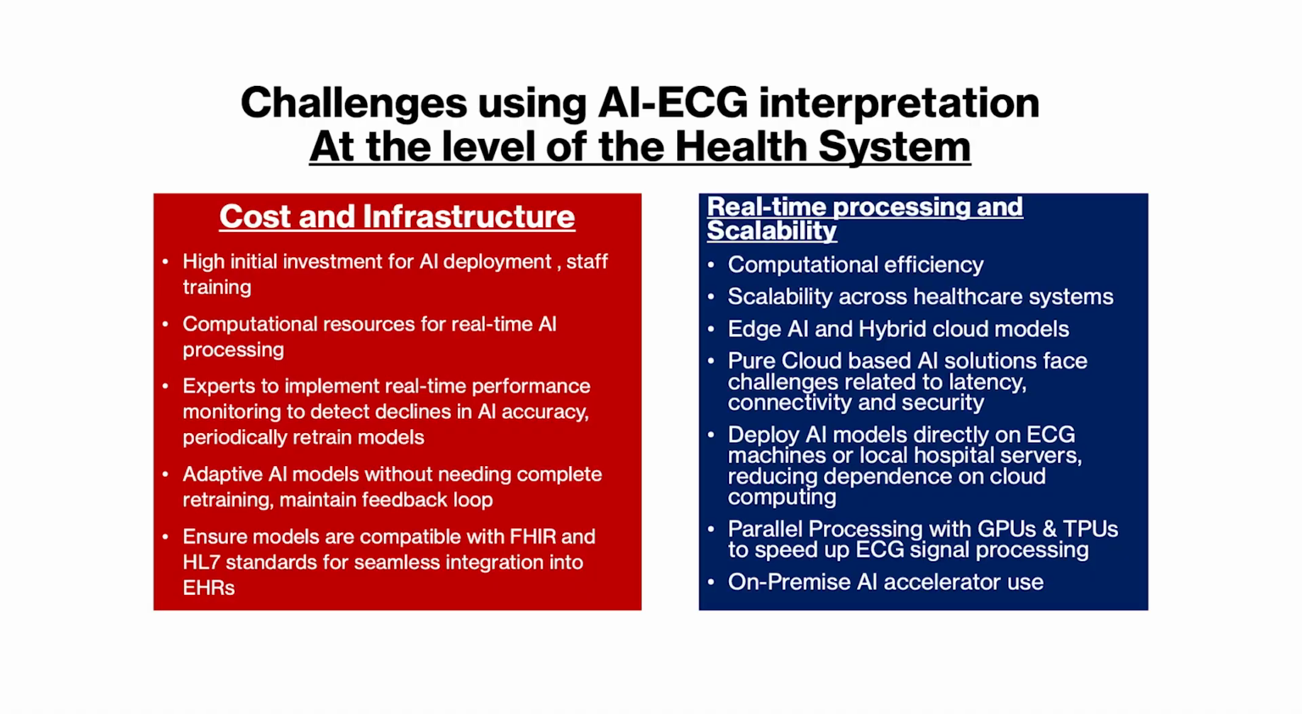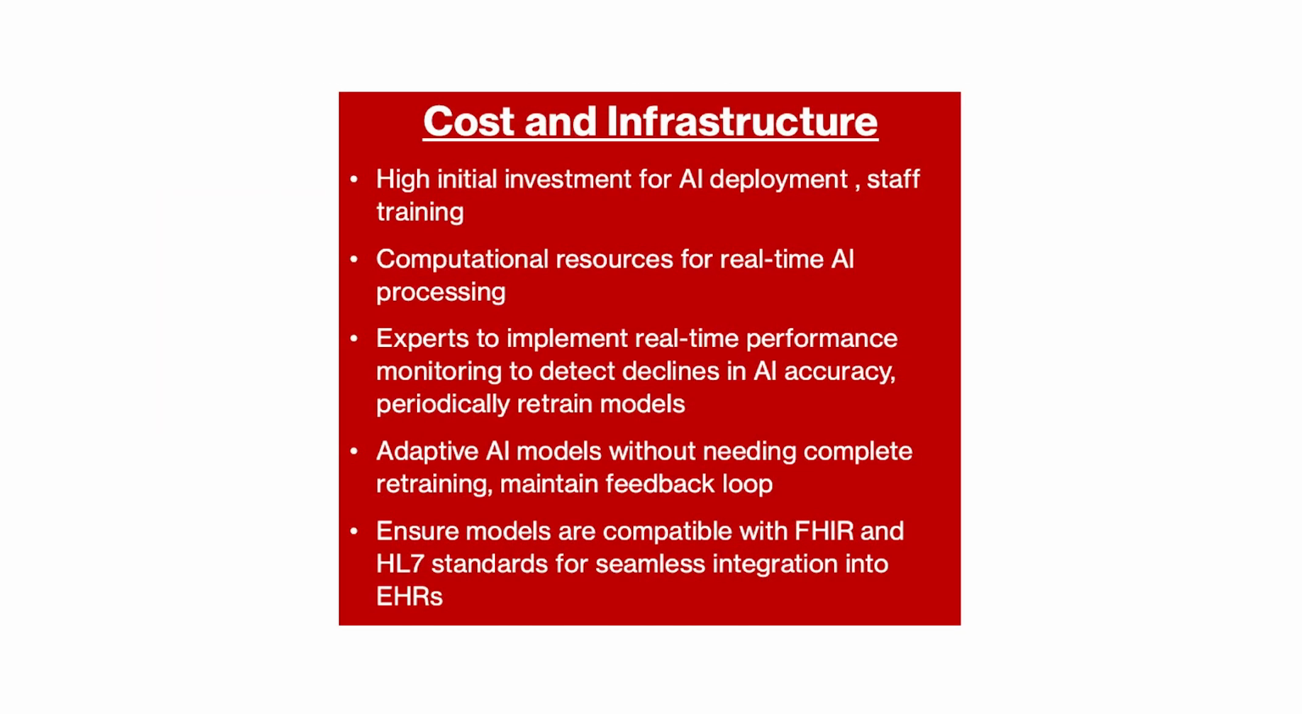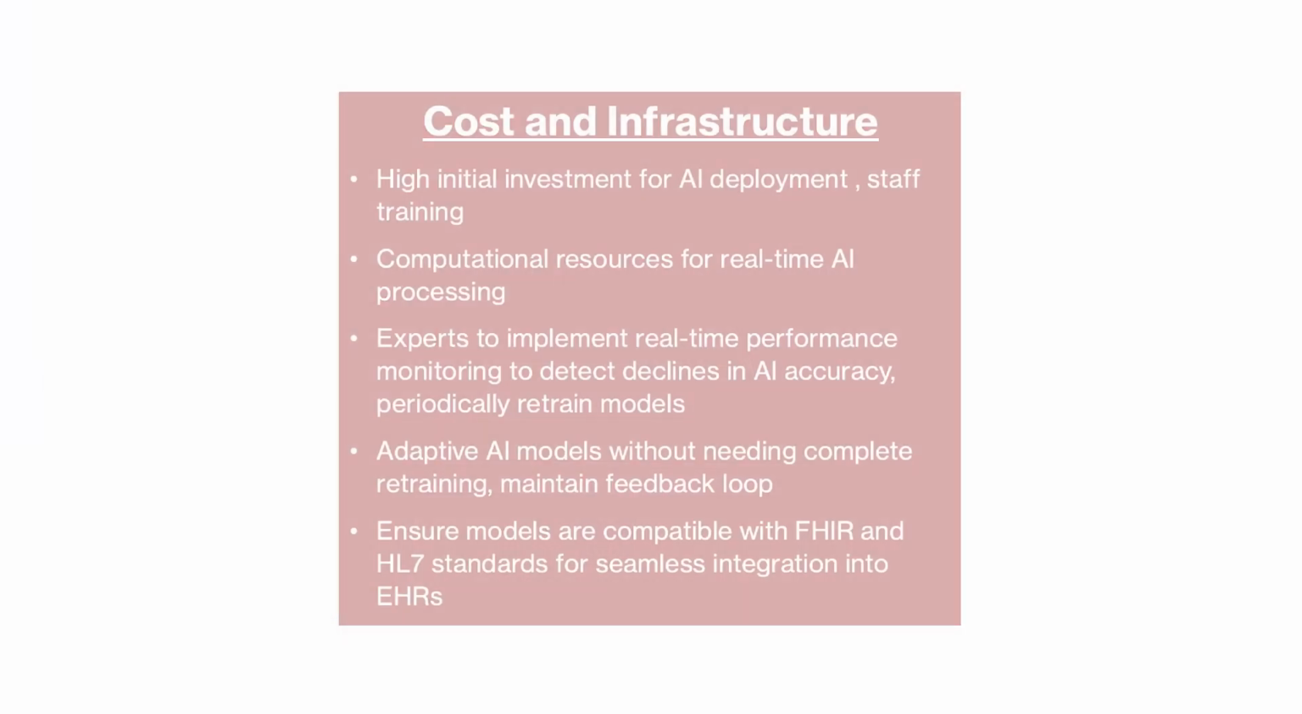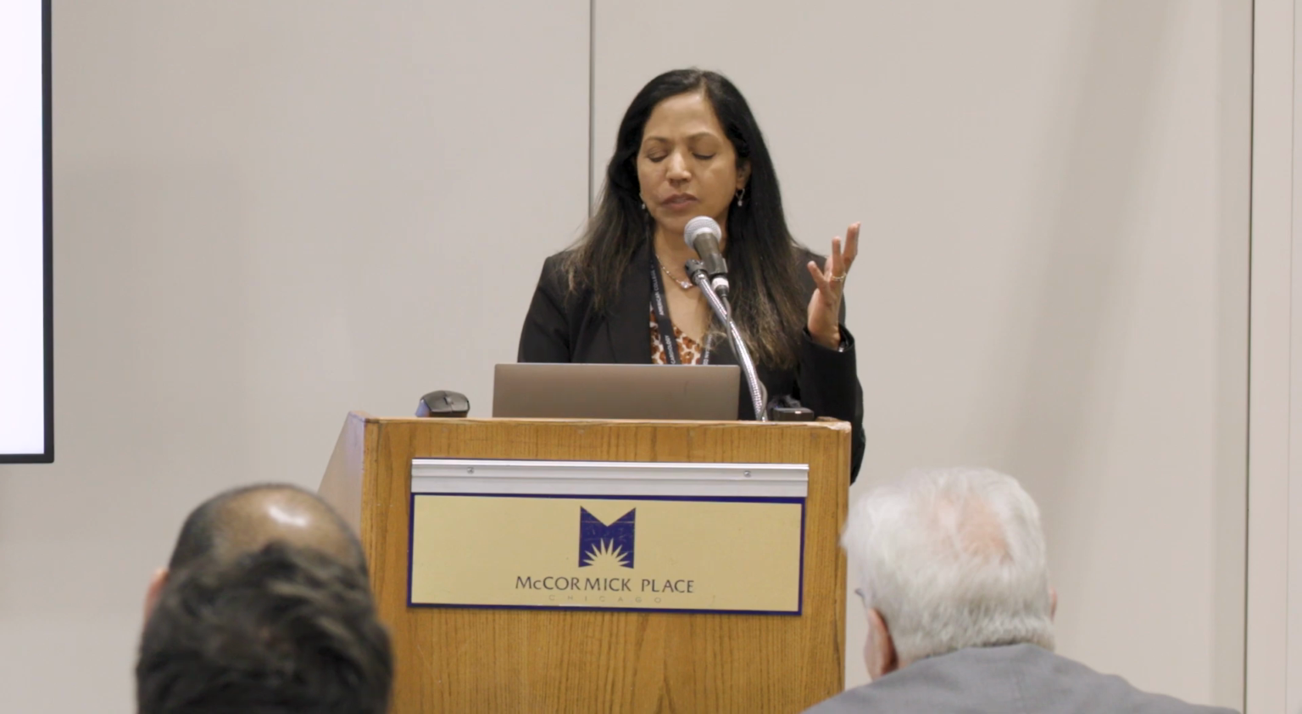And then at the level of the health system, the cost and infrastructure is something that people have to be aware of. When there is a high initial investment for AI deployment, most of the hospital systems are going to back away and say, hey, we have to think about this. Computational resources are crucial because this is going to require real-time AI processing for anything we do. And then we need to have experts to implement real-time performance monitoring because you don't want any declines in accuracy. You certainly don't want to be giving patients the wrong information. You don't want to be having false negatives. So those are all the things we need to think about.